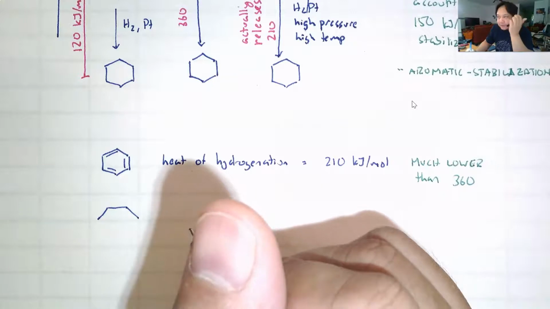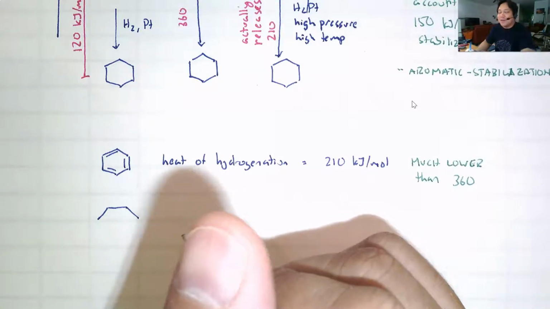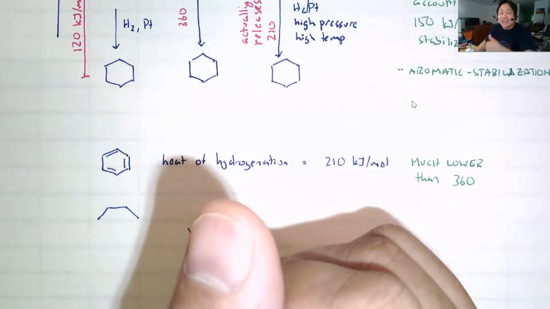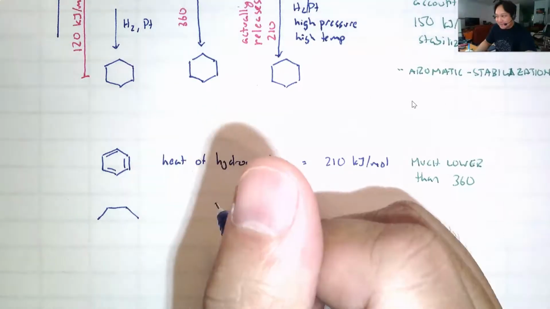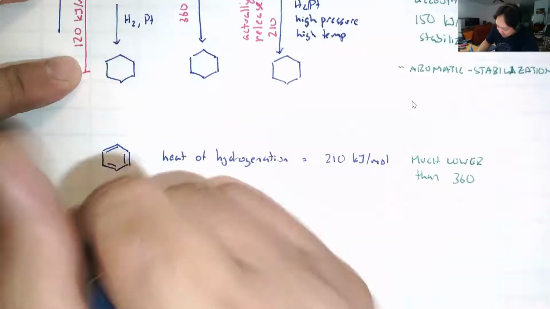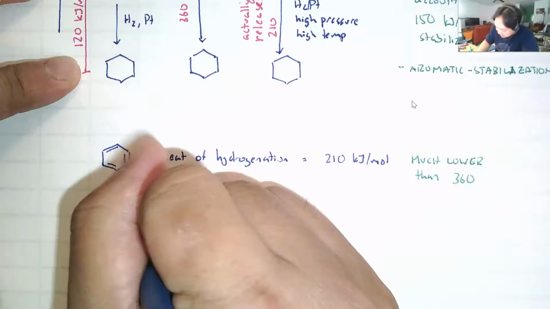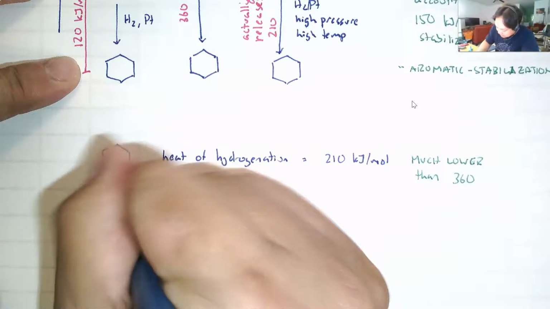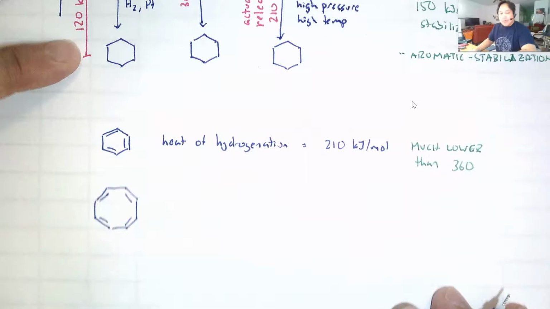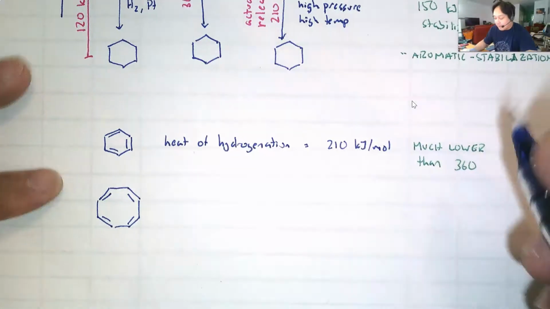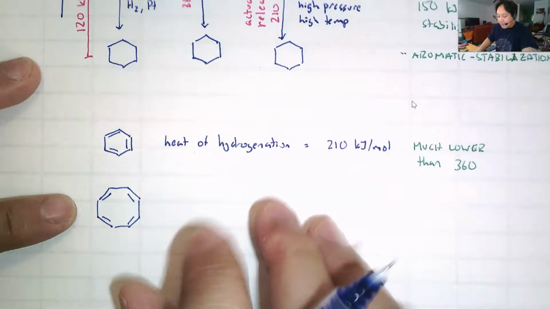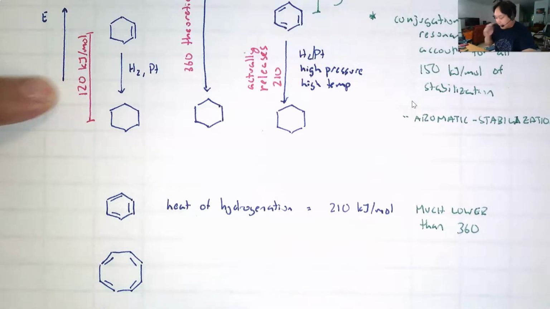Cyclooctatetraene, octatetraene, 4 double bonds. What would be the theoretical for this one? It would be 120 kilojoules per mole times 4.